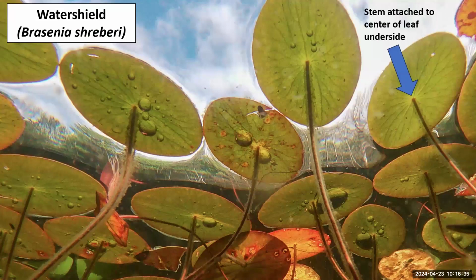Okay, I'd be remiss if I didn't talk about water shield. This is Brasenia schreberi, another floating species, and it differs from the water lilies in that it kind of looks like a football. It's got a football shape. Also, the stem attaches to the center of the leaf on the underside. And another common name for this one is snot bonnet. It produces a mucus on the top of the leaves that is very interesting. If you get a chance, just grab one of these out of the water. You won't be disappointed.